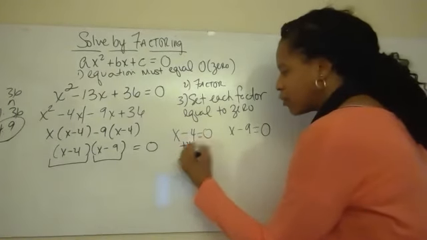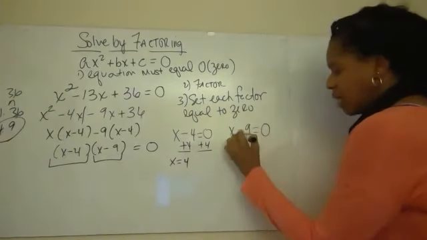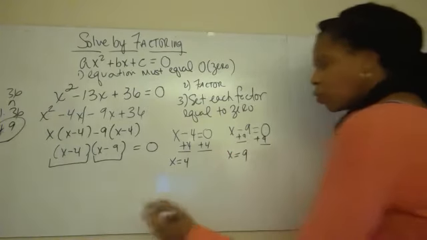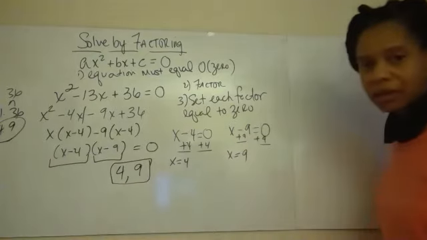I'm just going to plus 4 on both sides. I'm trying to isolate the x. Here, I'm going to add 9 to both sides. I'm trying to isolate the x. So what is x equal to? X can be 4 or x can be 9.